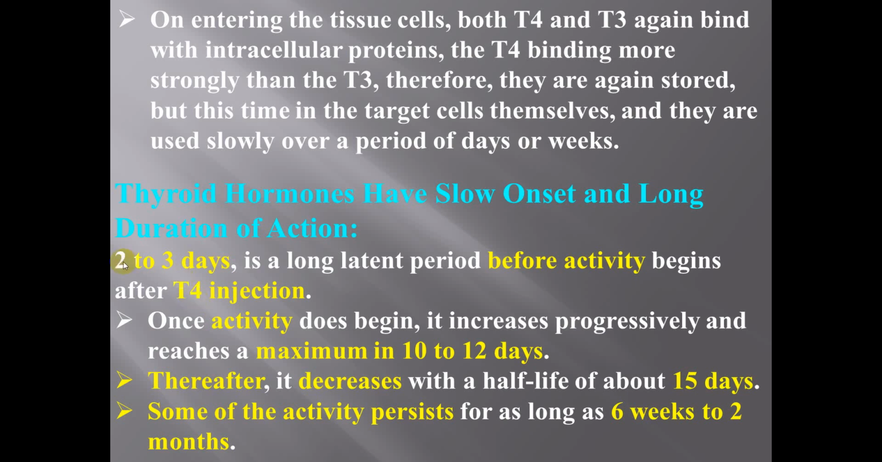After injection there is a latent period from 2 to 3 days till prior to activity of this drug. Once activity does begin, it increases progressively and reaches maximum in 10 to 12 days. واضح؟ Thereafter, it decreases with half-life about 15 days. Some of the activity persists for as long as 6 weeks to 2 months. بعدها راح يصير عندي decreasing of action فنحتاج جرعة أخرى.